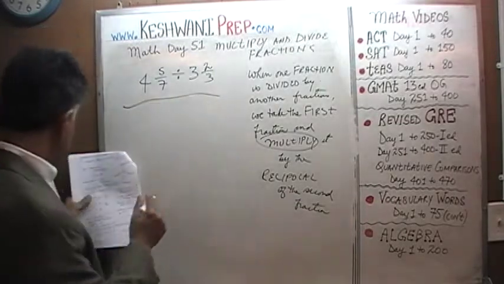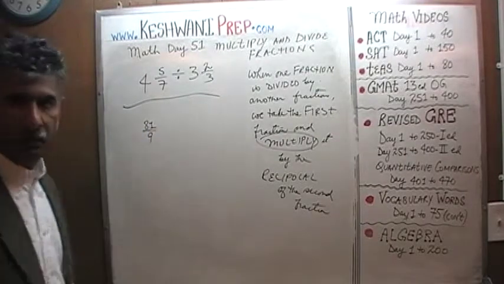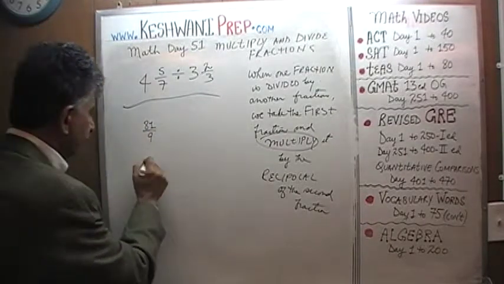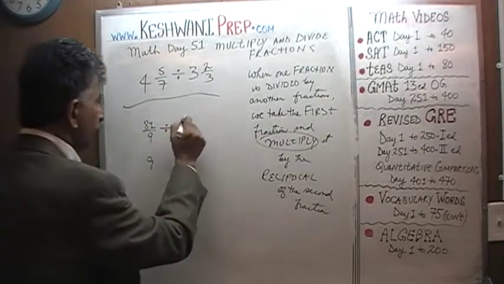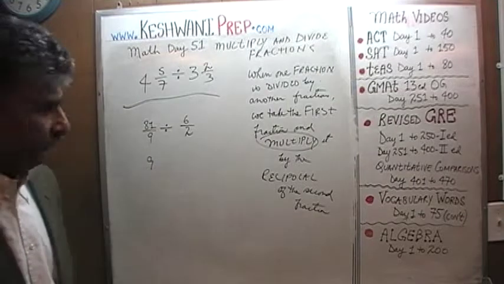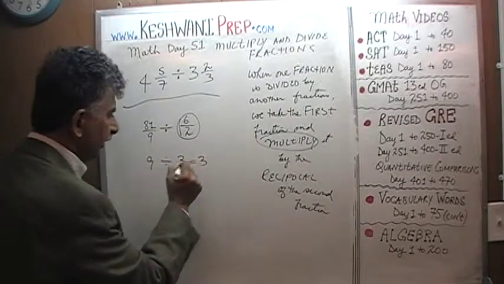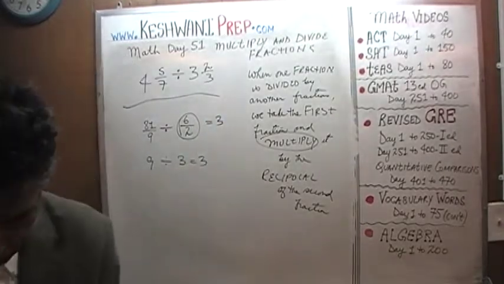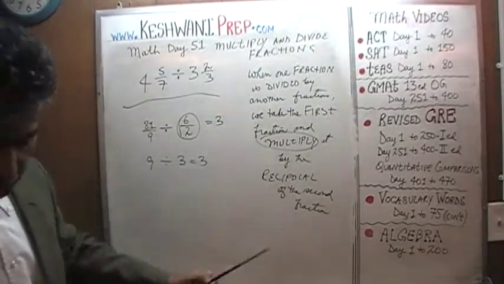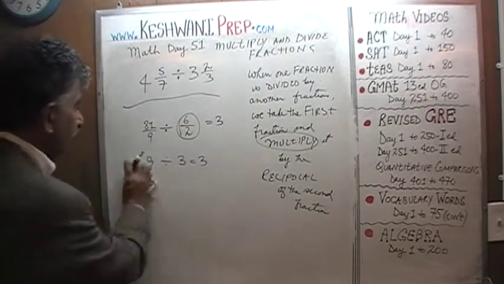For example, let's look at a simple example here. How about 81 divided by 9? We know 81 divided by 9 is 9. So if you were to divide 9 by 6 divided by 2, well, 6 divided by 2 is 3. So it's 9 divided by 3, which is 3. So we know the final answer is 3. Which means if we follow this rule here, we should get 3 at the end. Let's see if we do or not.